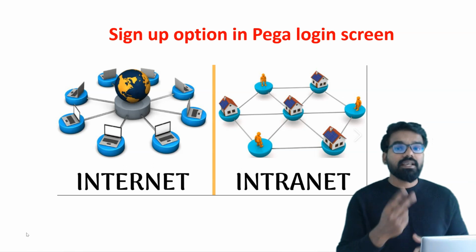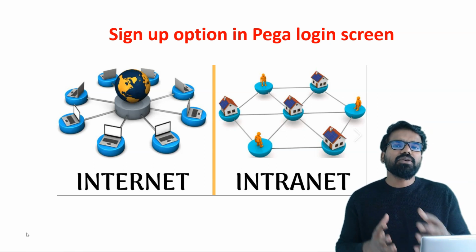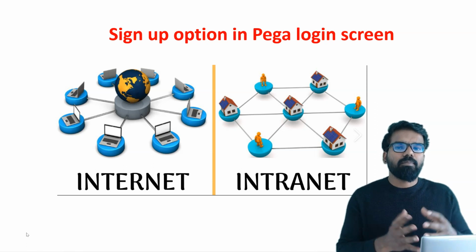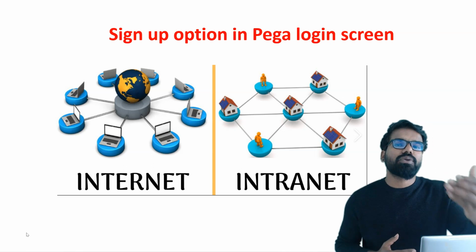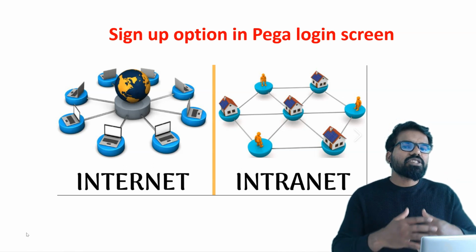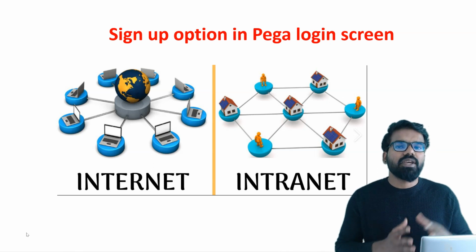The second one is the intranet application. An intranet application is where the end users are the organizational employees. It can be the bank employees who use this Pega application to serve the customer. Here, your application will be well secured. No one from outside can access your application via the internet.